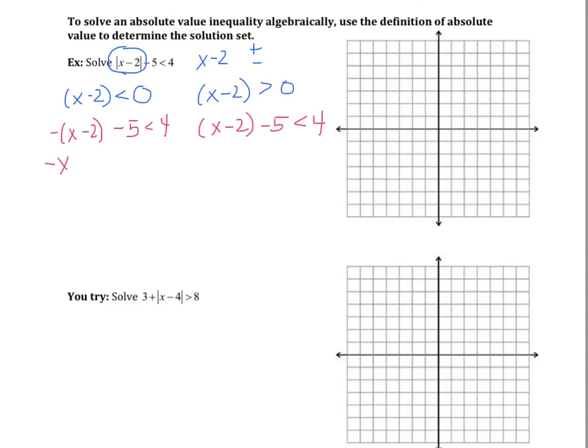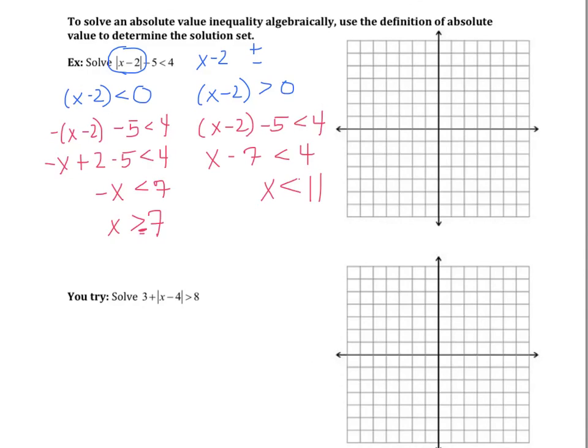When we do that, we get negative x plus 2 minus 5 less than 4. That's going to be negative x less than 7. Divide by negative 1, and I need to flip the sign. X is greater than negative 7. There's my negative. This is x minus 7 greater than 4. Move the 7 over. X is less than 11. So I have two different solutions. X has to be bigger than negative 7 and less than 11.